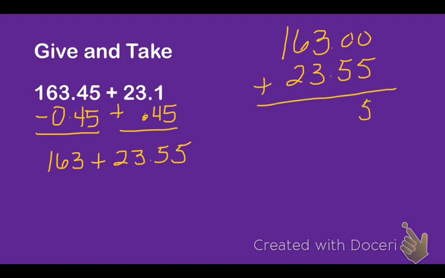And we have 5, 3 plus 3 is 6, 6 plus 2 is 8, and 1 plus 0 is 1. So our final answer is 186.55. And that is the give and take strategy.